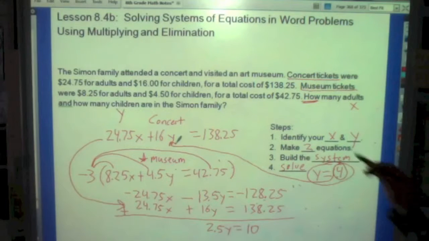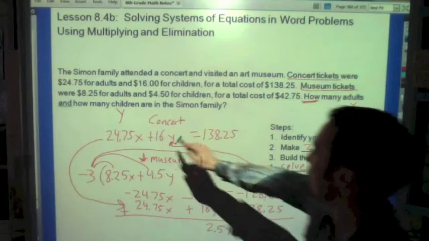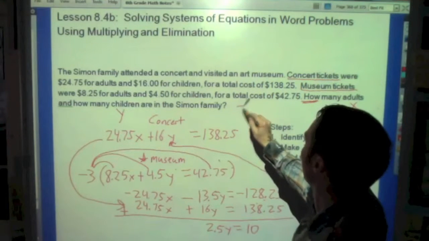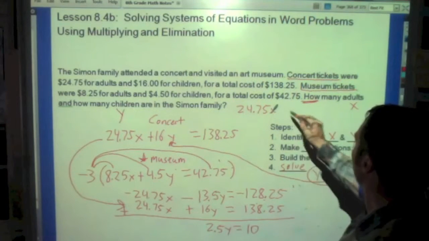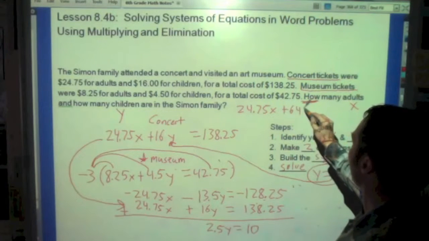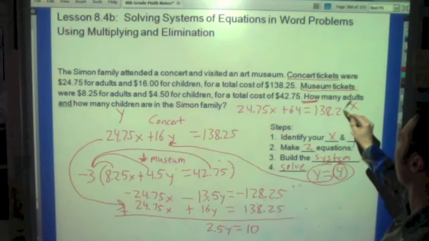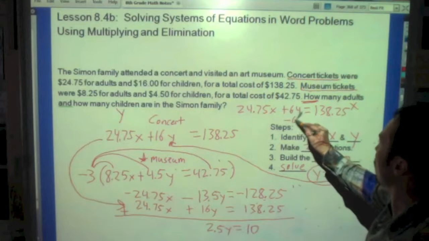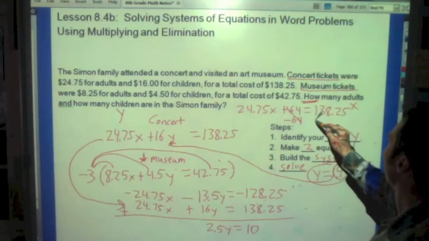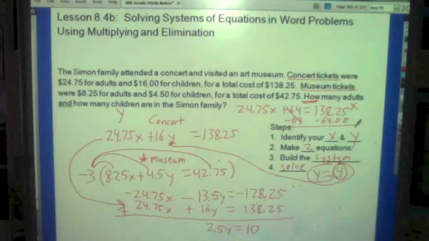Okay, so if I multiply 16 by 4, I'm going to get 64. So my new equation will be 24.75x plus 64 equals $138.25. Okay, now I'm just going to go through my steps. I'm going to solve for x. Take away 64. Take away 64 on this side.